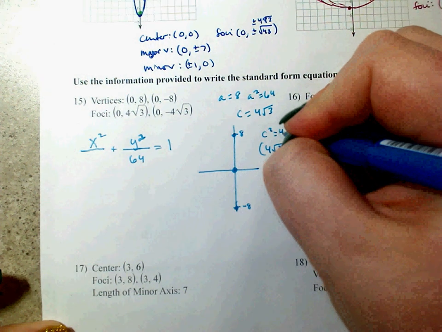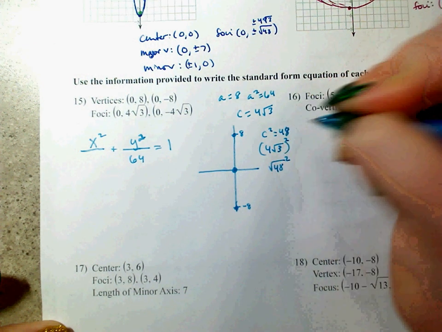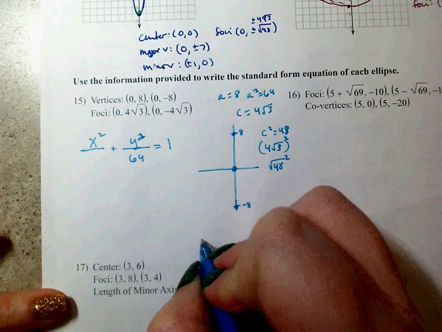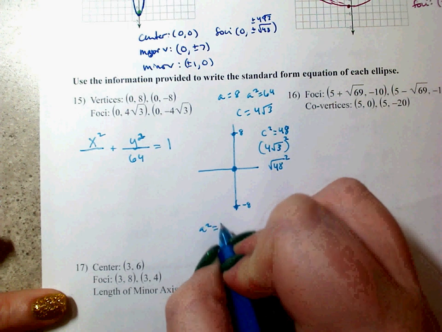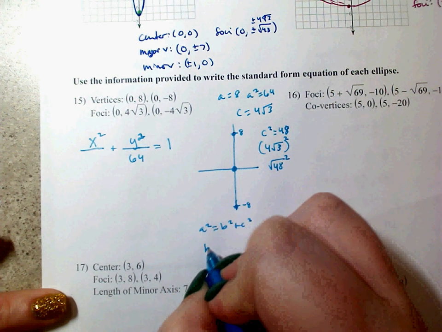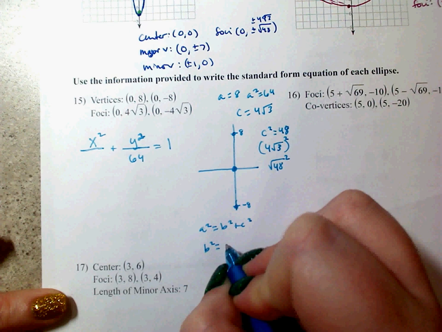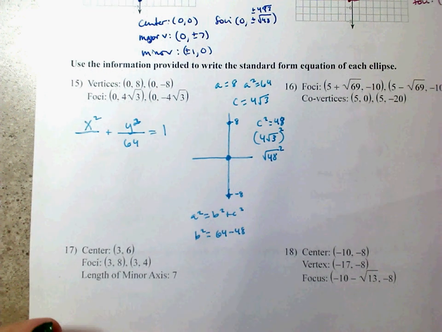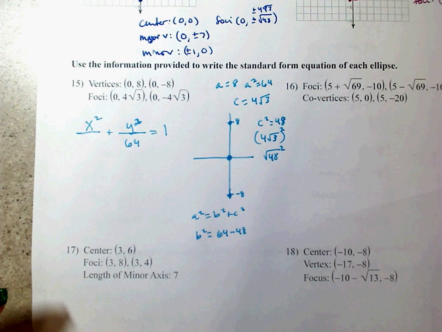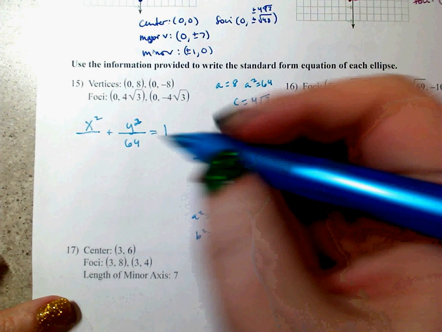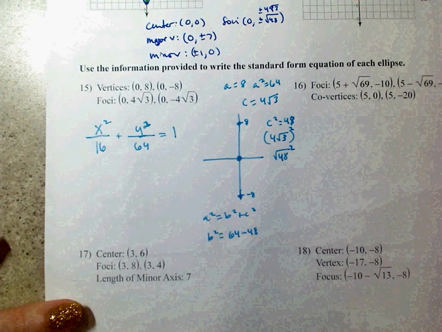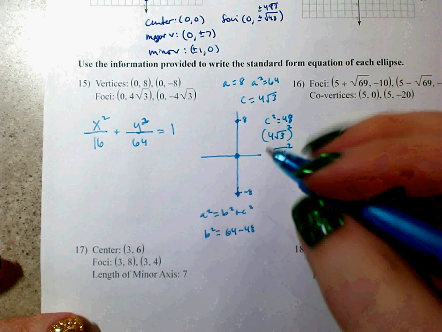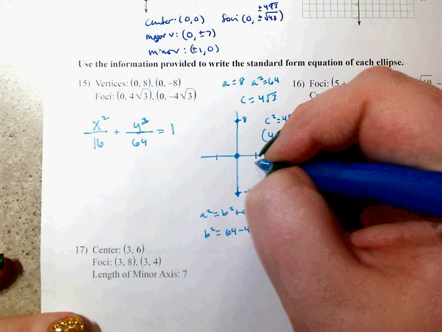So if I know that a squared is 64 and c squared is 48, and a squared equals b squared plus c squared, then b squared equals a squared minus c squared. So 64 minus 48 is 16. So that means b squared is 16. If I needed to graph it, I could. I know b squared is 16, which means b is 4, so I could go left 4 and right 4. And there you go.